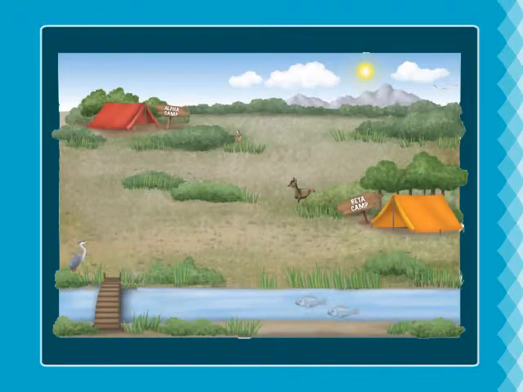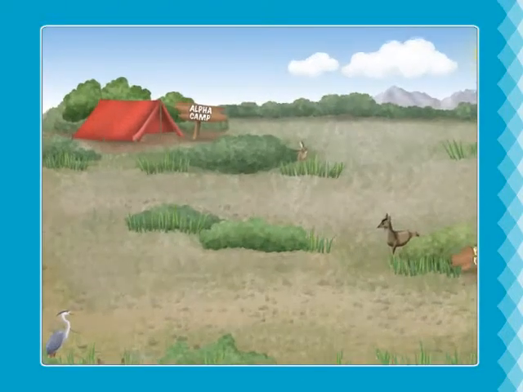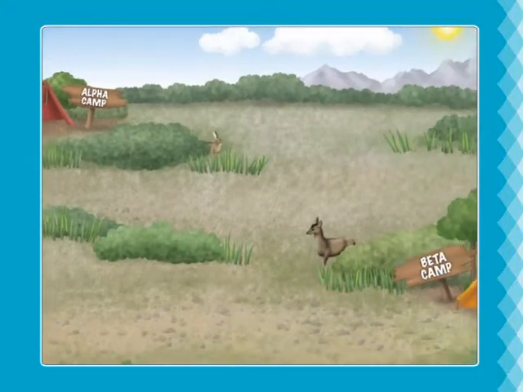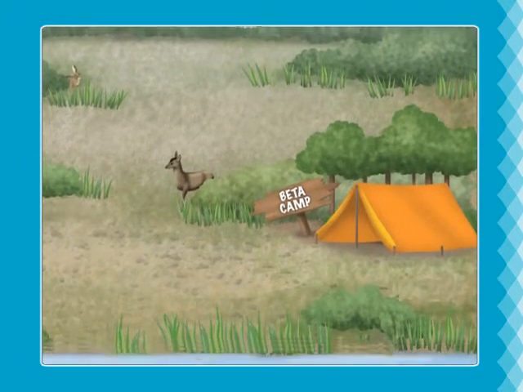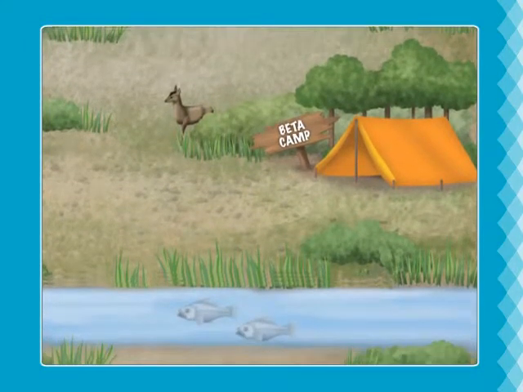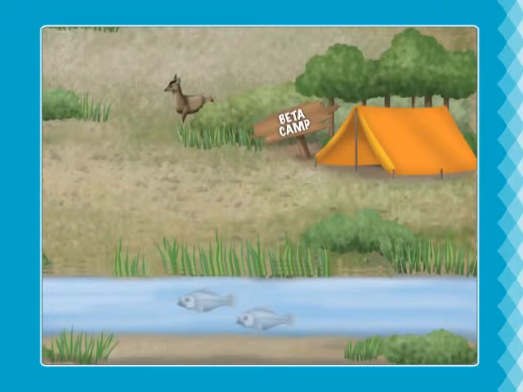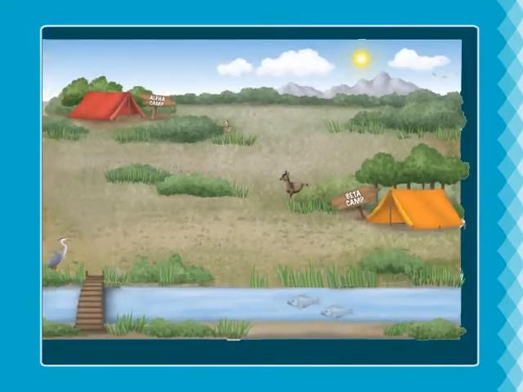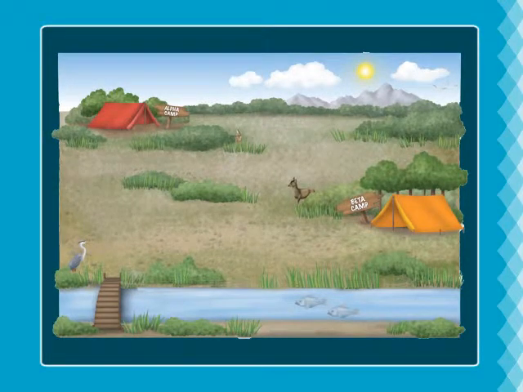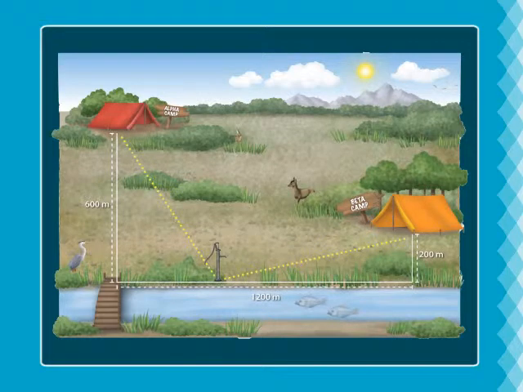Imagine this scenario. Deep in the grasslands of South America are two ecology research camps. Both camps need to be supplied with water. The researchers plan to put a pump on the bank of a nearby river and use pipes to carry water from the pump to the two camps. To reduce damage to the environment and keep costs low, the researchers want to minimize the total length of the pipe used. This drawing shows one possible location for the pump.